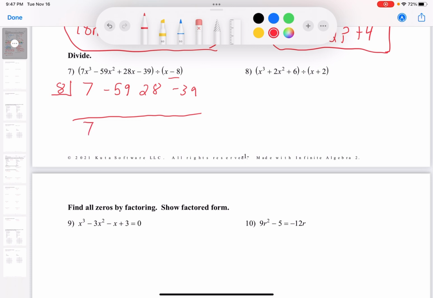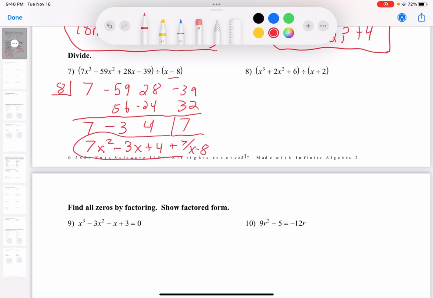Bring down the 7. 8 times 7 is 56. Negative 59 plus 56 is negative 3. 8 times negative 3 is negative 24. 28 plus negative 24 is 4. 8 times 4 is 32. That gives me a remainder of negative 7. So the way we write this is 7x squared minus 3x plus 4 with our remainder of positive 7 over our x minus 8. And this is the form that you're expected to put it in when you do those.